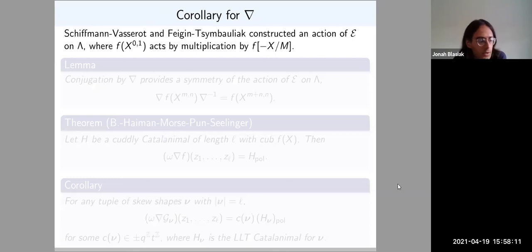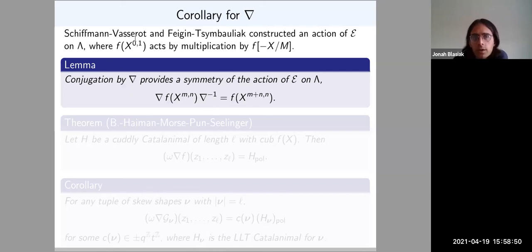Just a brief sketch. There are several ingredients we need to put together. Schiffmann and Vasserot, and Feigin and Tsymbaliuk, constructed an action of the elliptic Hall algebra on the space of ordinary symmetric functions Lambda. The main thing we need to know right now is that under this action, the X_01 alphabet acts essentially by multiplication by f, up to some plethystic adjustment. The other alphabets are more complicated, involving Macdonald polynomials, but this one is basically just multiplication by f.